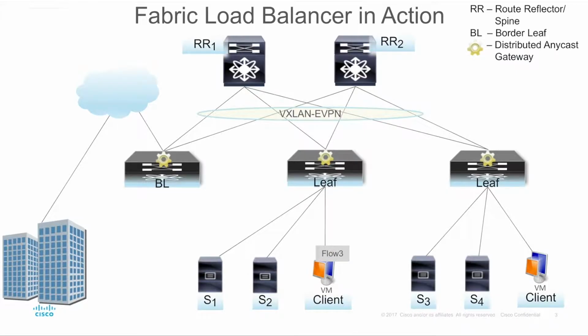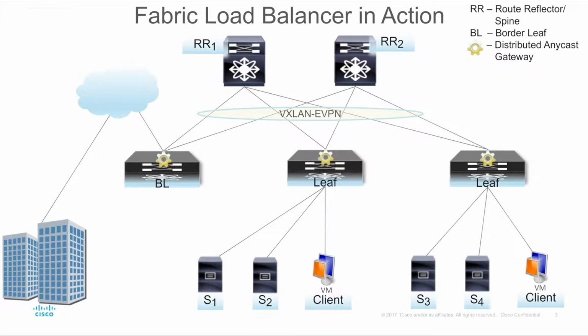Packets of Flow 3 coming from a VM server in the data center represent east-west traffic. When packets of Flow 3 arrive at the attached leaf, they are load balanced to server 4. Thus, it is seen that PLB enables the border leaves and all leaves to become load balancers.